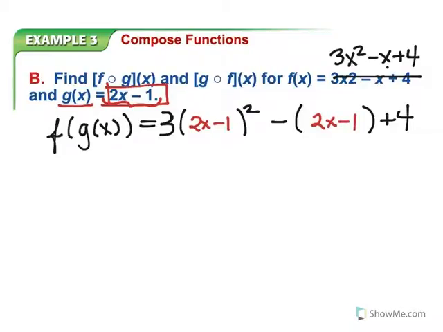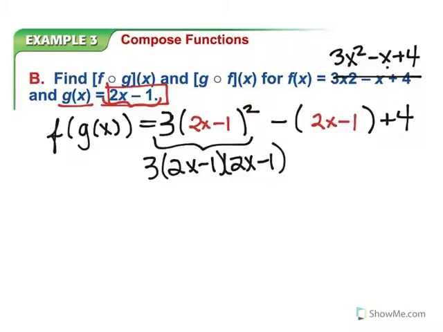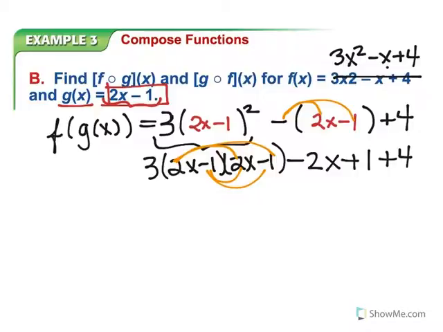Now, in order to get your answer, you now have to simplify. So in order to simplify this piece, it's 3 times 2x minus 1 times 2x minus 1. And here we're going to FOIL in just a second. We're going to take this negative and distribute it to get negative 2x plus 1 plus 4. Alright, now let's go ahead and double distribute or FOIL. We get 2x times 2x, 2x times negative 1, negative 1 times 2x, and negative 1 times negative 1.